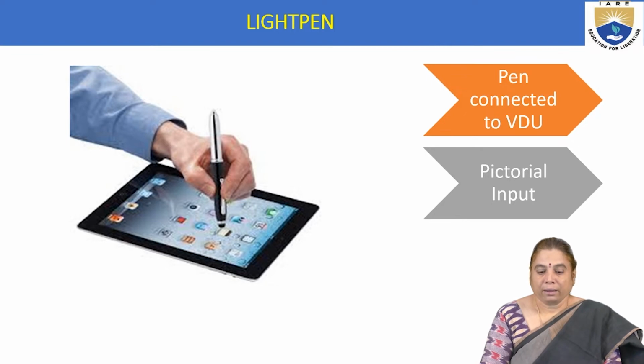Next, light pen. A pen is attached to the video visual display unit. When the pen nib touches the screen, that part can be magnetized. Generally, the pen can be used to give pictorial input to the computer.